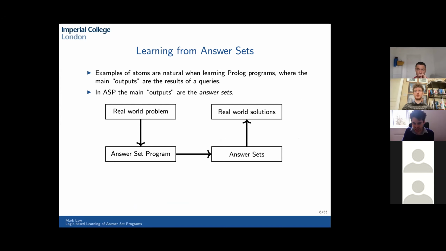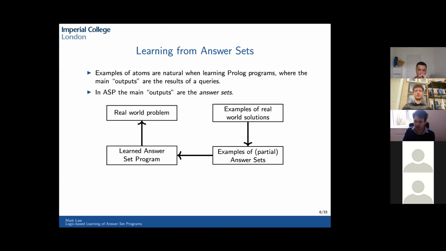The reason for this change is that giving examples of atoms when you're learning Prolog programs is very natural, right? Because the output of a Prolog program is a query. You say, is a particular atom true? And the Prolog reasoner will answer either yes or no, right? In ASP, the main outputs are the answer sets. So it makes sense that when you're trying to learn an answer set program, you should give examples of what should or should not be an answer set of the program. In fact, our learning frameworks are slightly more general than this, in that we can give examples of what should or should not be a partial answer set of the program.